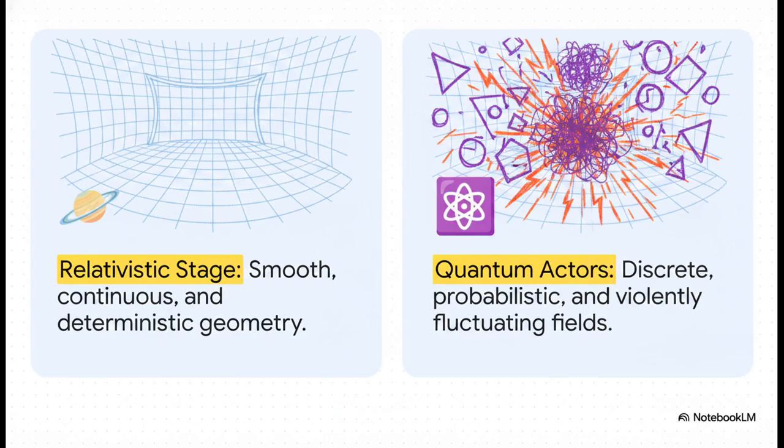This mismatch causes what physicists call the ultraviolet catastrophe bug. It's essentially a fatal divide by zero error. If you try to calculate quantum fluctuations at a zero distance point on that smooth stage, it yields infinite energy densities. Basically, it just completely crashes our system.